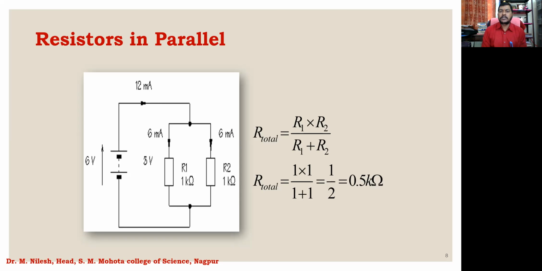If you don't remember this, remember that 1 by R total equals 1 by R1 plus 1 by R2. And by solving that equation, we get this formula, that is R total is equal to R1 into R2 by R1 plus R2. So that comes out to be 0.5 kilo ohms in this case.